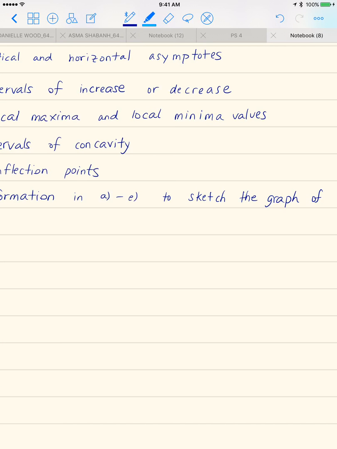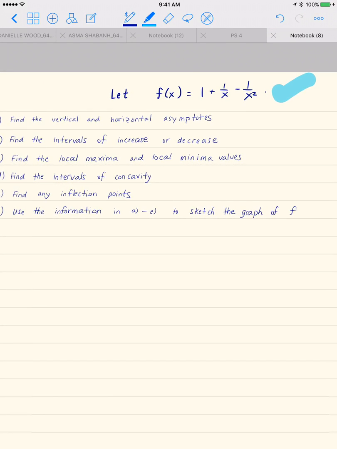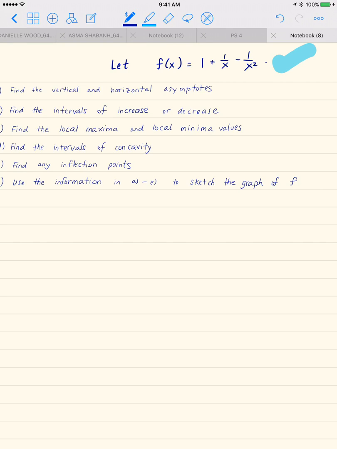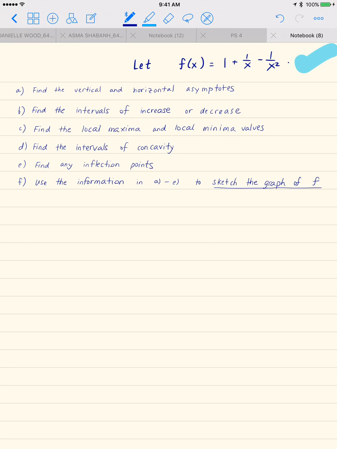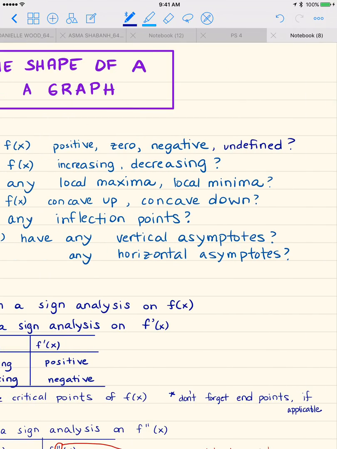And essentially what we're going to do is sketch the graph of f, right? Last week we talked about the characteristics of a function that we're looking at. We talked about when the function is positive, when it is negative, increasing, decreasing, concave up, concave down, if the function has asymptotes, if the function is undefined, end behavior, right? Infinite limits, limits at infinity. We talked about all that stuff.